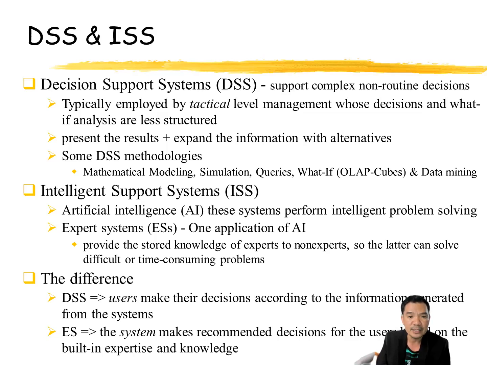Also related to the decision support system is the intelligence support system. So AI, these systems perform intelligent problem solving. An example of a classification under this category is the expert system, which is one application of AI. It provides the stored knowledge of experts to non-experts so the latter can solve difficult or time-consuming problems.